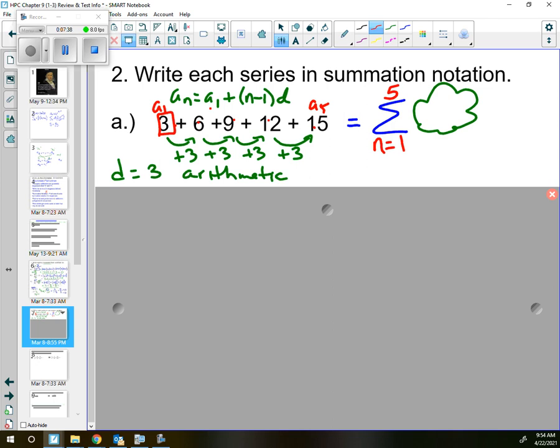Well, a lot of people just do it by knowing what your D value is. So we know that this is for sure going to be 3 times n, because my slope is always what the common difference is. What are you going up by? What's that constant rate of change? Now, does that work just by itself?